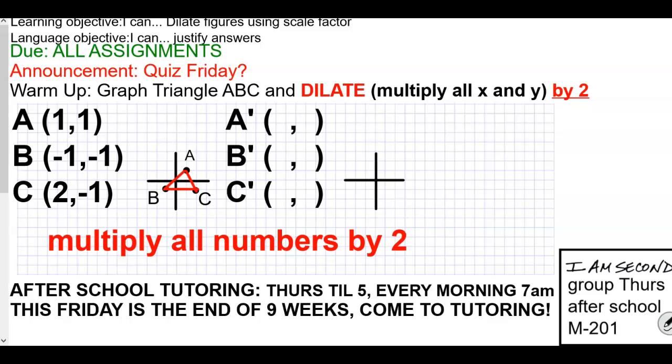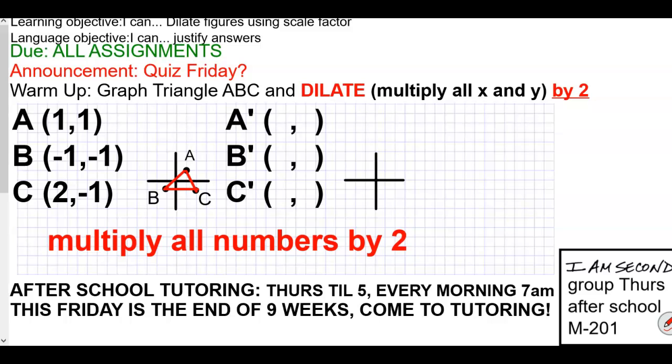All right, so this is something you've most likely learned before. So dilation means making something bigger or smaller, right?